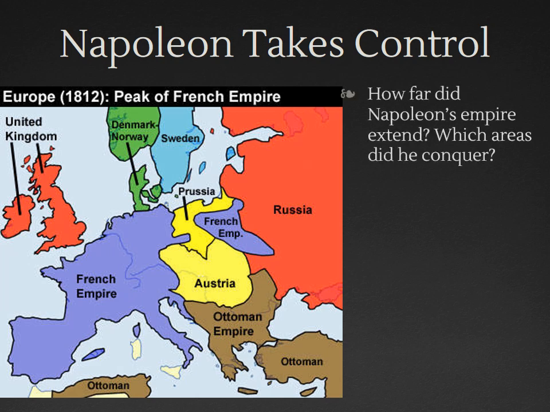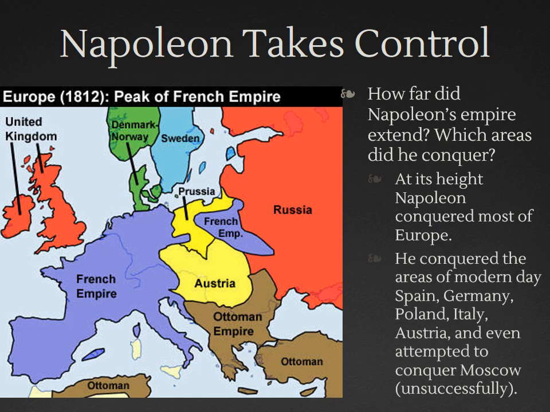So the question, how far did Napoleon's empire extend? Which areas did he conquer? At its height, Napoleon conquered most of Europe successfully. Again, he was a very successful military general, and he did so pretty quickly. Look at this map of 1812, so that's 10 years after becoming Emperor of France. So he conquered the areas that are modern-day Spain, Germany, Poland, Italy, Austria. He even attempted to conquer Moscow in Russia, unsuccessfully.